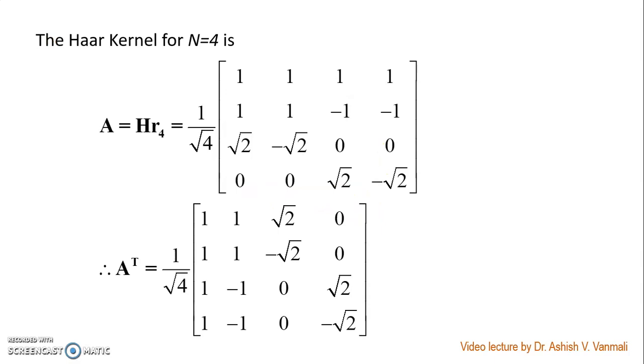Over here the image size is 4 cross 4. So the Haar kernel of size n is equal to 4 is A, that is HR4, equal to 1 upon root 4 times: 1, 1, 1, 1; 1, 1, minus 1, minus 1; root 2, minus root 2, 0, 0; 0, 0, root 2, minus root 2. If you take the transpose of this, we will get A transpose as 1 upon root 4 times: 1, 1, root 2, 0; 1, 1, minus root 2, 0; 1, minus 1, 0, root 2; 1, minus 1, 0, minus root 2.